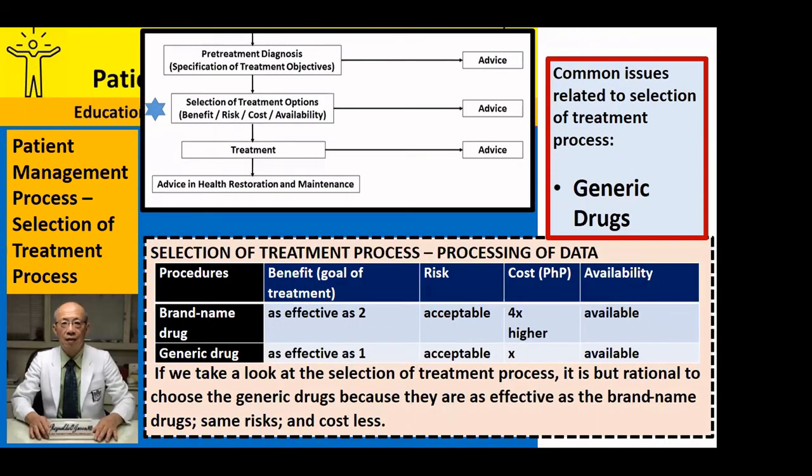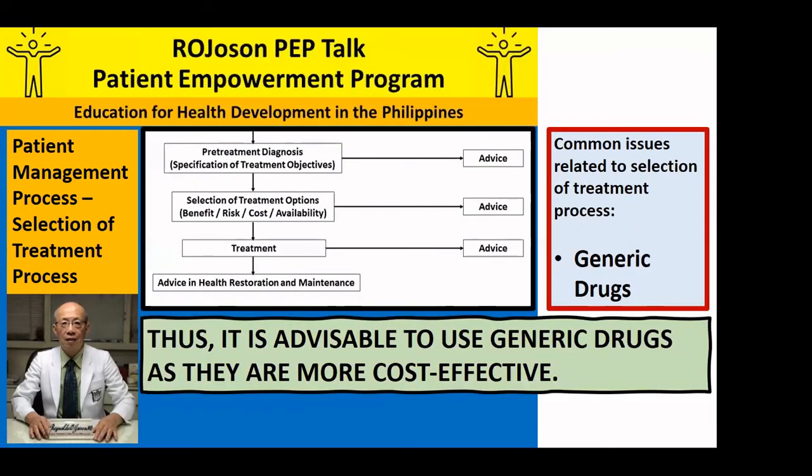If we take a look at the selection of treatment process, remember this table? It is but rational to choose the generic drugs because they are as effective, look at column 1, as the brand name drug, same risk, but cost less, 4 times less for the generics. So the choice really is for generic drugs. So to conclude, it is advisable to use generic drugs as they are more cost effective.